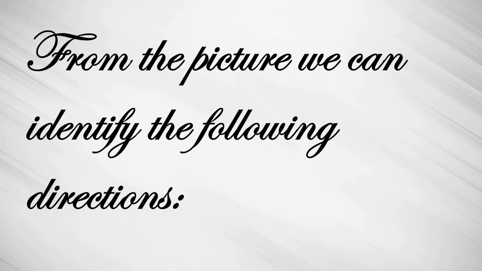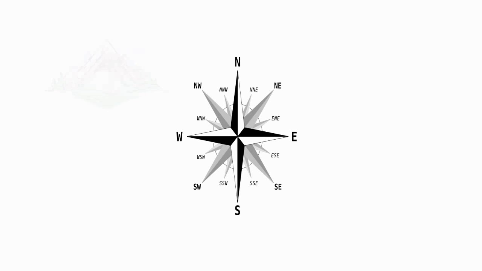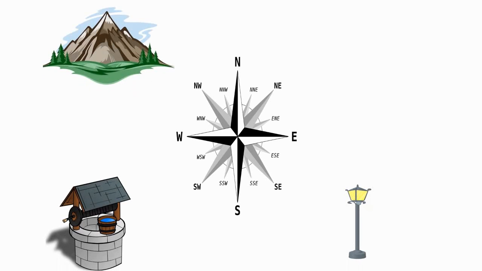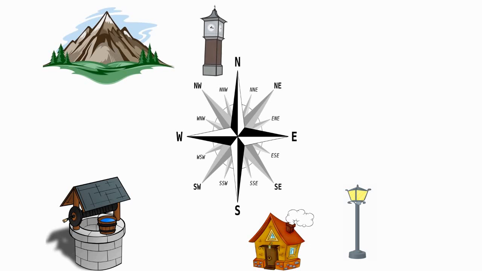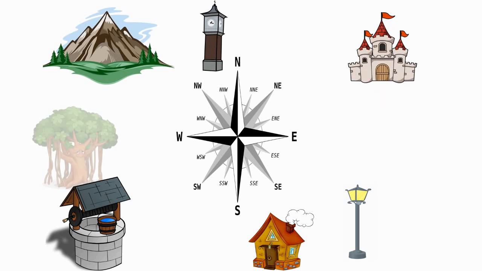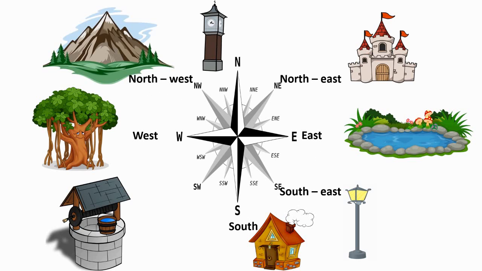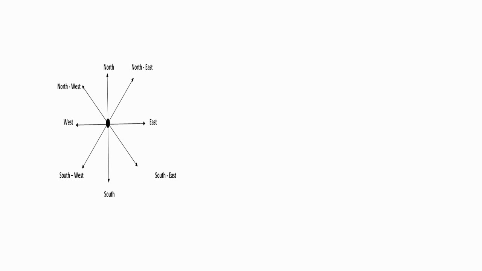From the picture, we can identify the following directions. Let us observe the picture carefully. So students, here is the picture for you. There is a mountain, street lamp, well, house, clock, foot, tree, pond. Now let us see to which direction and subdirection they belong. See children, in the picture I have the arrow mark. Now let us see the picture.